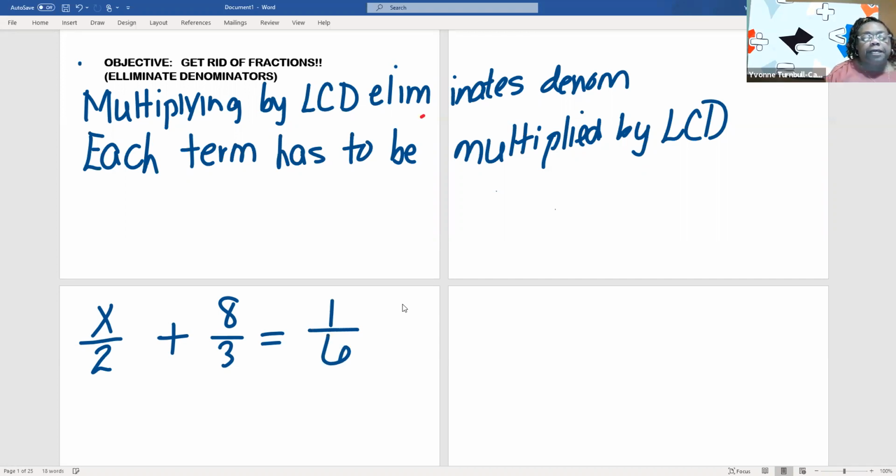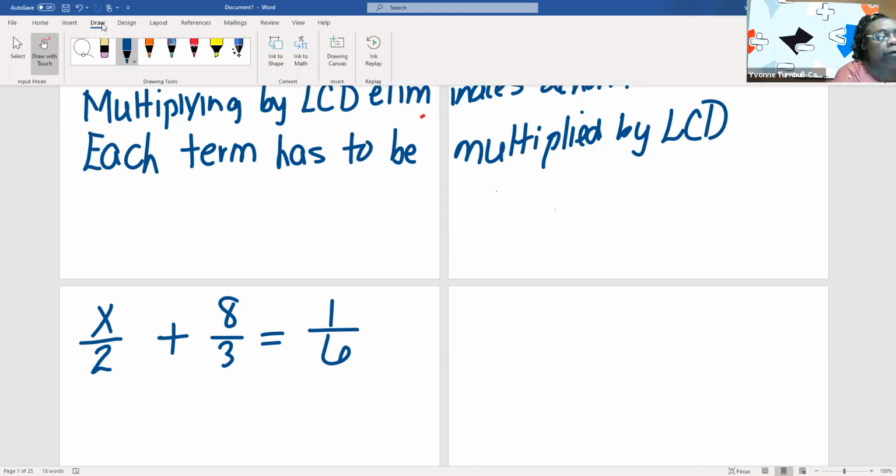We have 3 denominators: 2, 3, and 6. We need to find the LCD of all 3. So you ask yourself, what is the smallest number that 2, 3, and 6 can go into? The smallest number that 2, 3, and 6 can go into is 6. So my LCD is 6. It says to multiply each term by the LCD, and we have concluded that the LCD is 6.